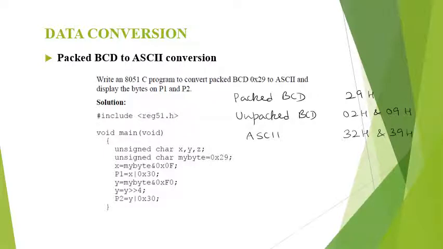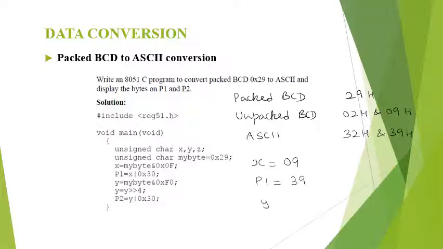Write an 8051 C program to convert packed BCD 29 to ASCII and display the bytes in ports P1 and P2. So we have the program written. In the main function we have declared the three variables x, y, z and the variable myByte in unsigned char data type. myByte is assigned the value 29, and then x equals 29 bitwise AND with 0F. So we get 09. And then port P1 is x OR with 30. So we get 39.